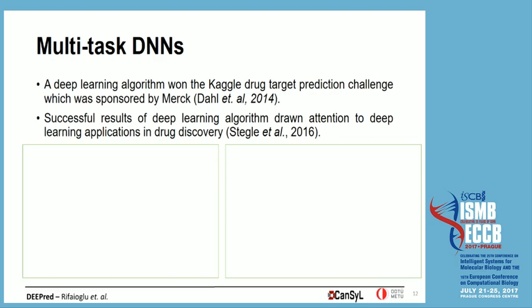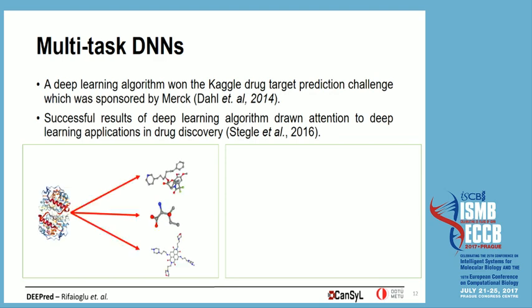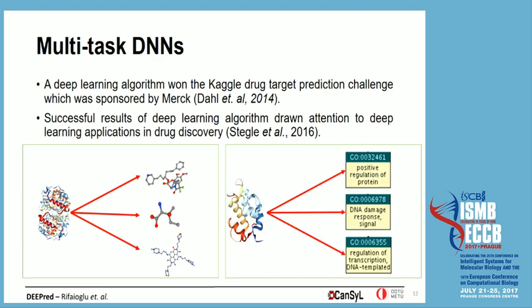In drug target prediction, given a protein, the aim is to predict drug candidates for the target protein, whereas in protein function prediction, given a protein, the aim is to predict functions of proteins. So both problems are multi-label learning problems which can be solved using multitask deep neural networks.